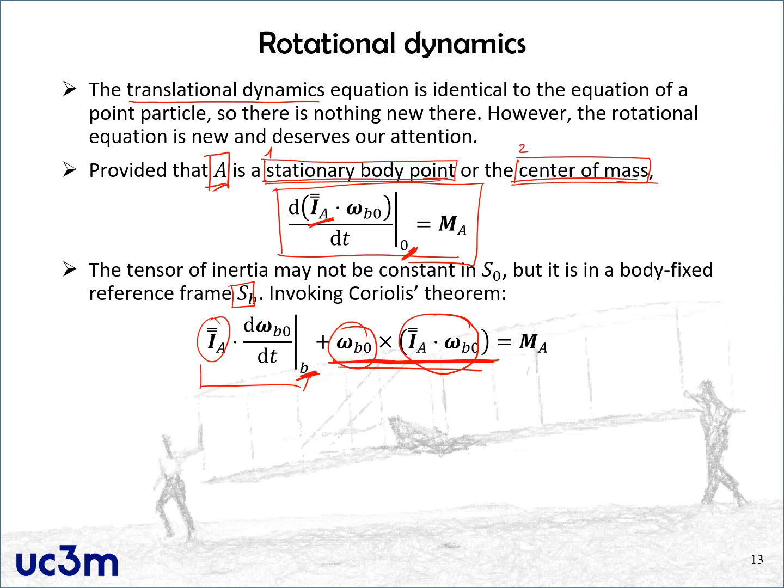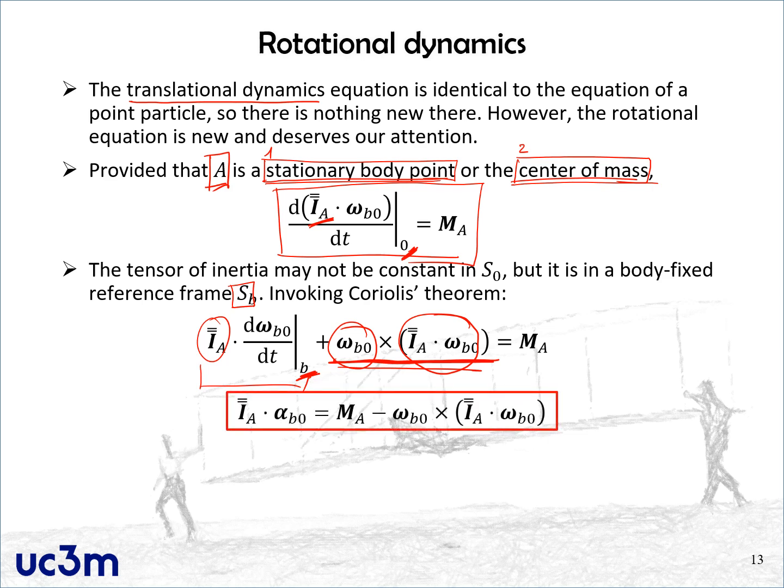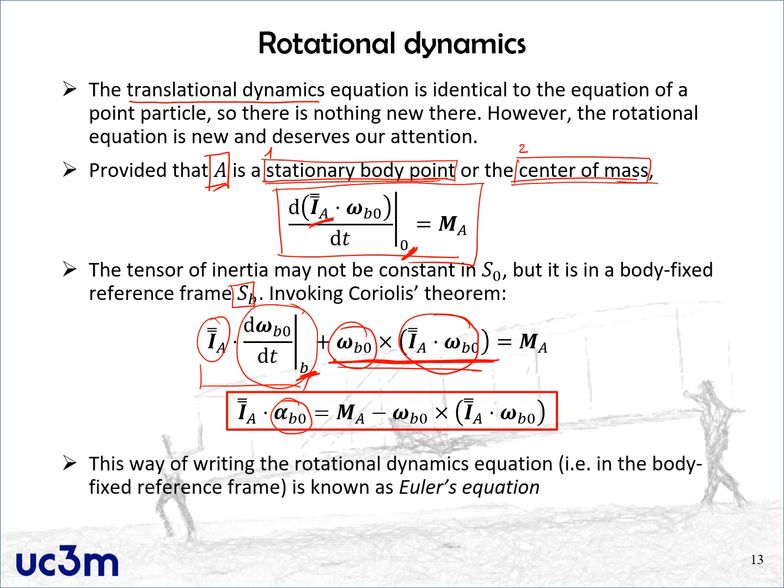So we can move it to the right-hand side, and the equation can be expressed like this. Remember that the derivative of the angular velocity in reference frame 0 or in reference frame B is the angular acceleration. And this is the final result. This equation is what we usually call Euler's equation, expressed in this way when you express it in the body-fixed reference frame, applying the Coriolis theorem.